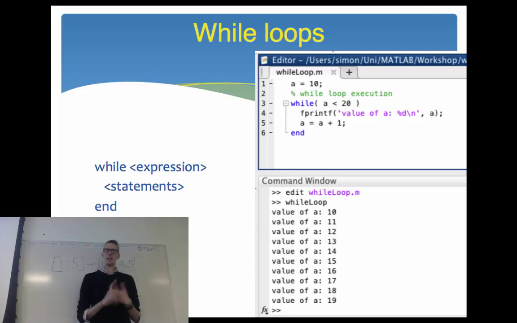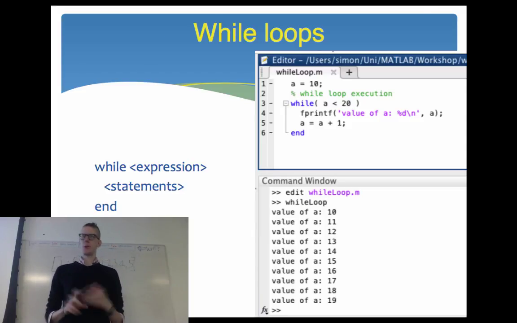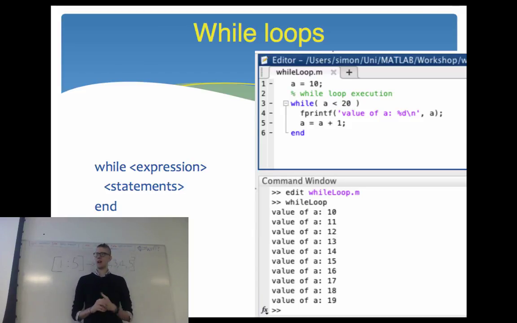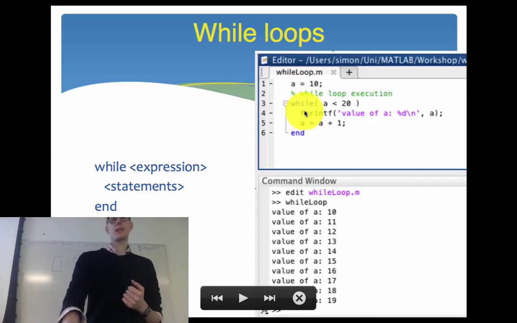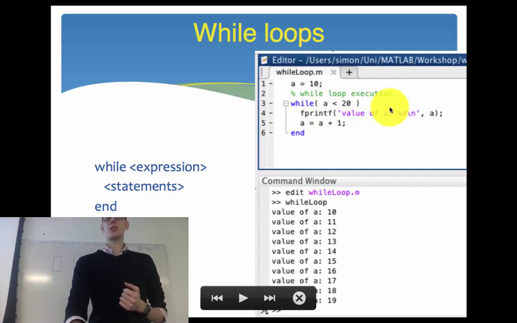Then I set a equal to a plus 1. So whatever value a has the first time, which is 10, a is now going to become 11. And then it's going to check again. It's reached the end of the while loop, so it goes back to the top and checks whether the condition is still true. So is 11 less than 20? Yes, it is. True. So it's going to print again and then add 1.